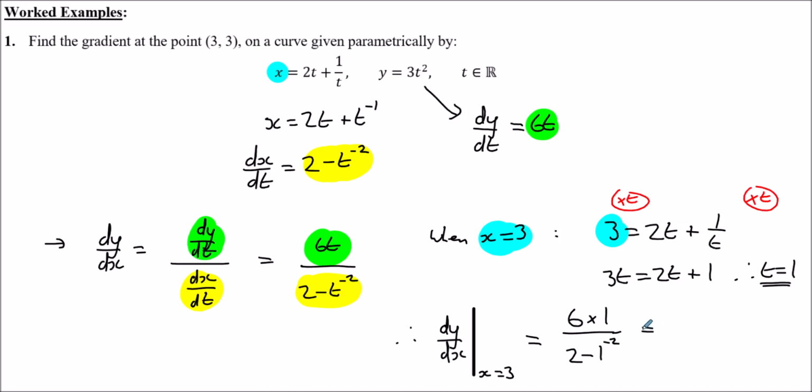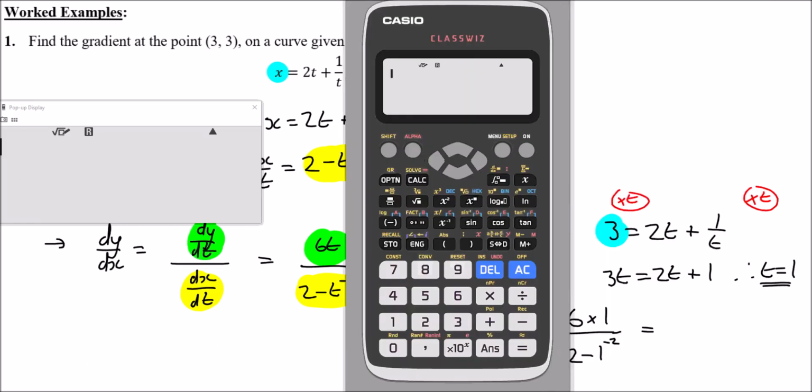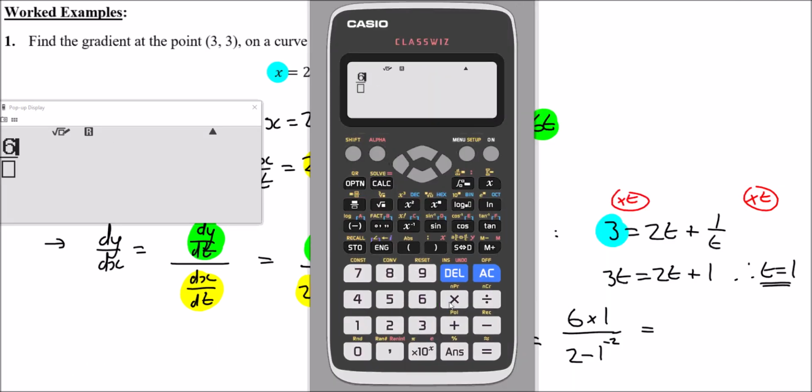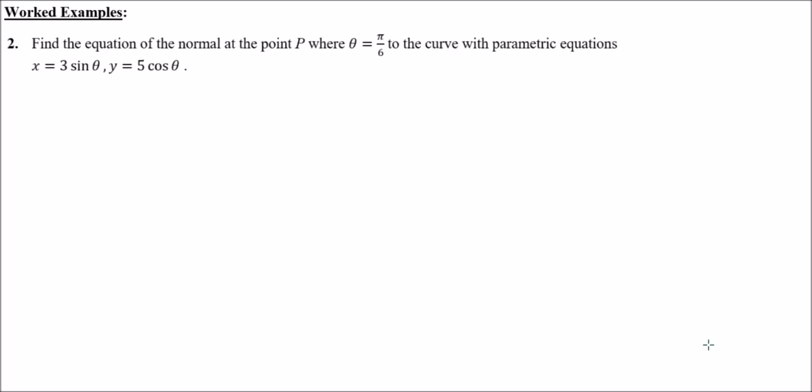Now, if you want to do this on your calculator, in fact, I'll just do it with you now, why not? You'll get a value of 6, but I'll show you how to type this in. So press the fraction button, 6 times 1 on top, at the bottom, 2 minus 1 to the power of minus 2 gives us a value of 6. So the gradient at the point (3, 3) for this parametric curve is 6. Let's now have a look at a second worked example.